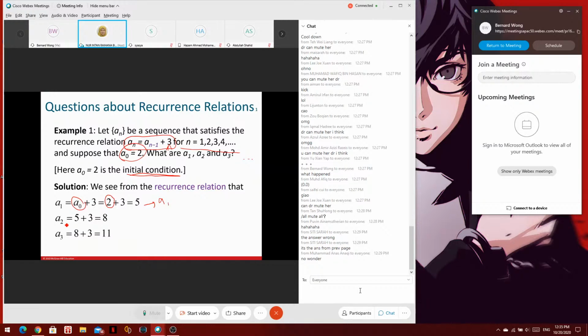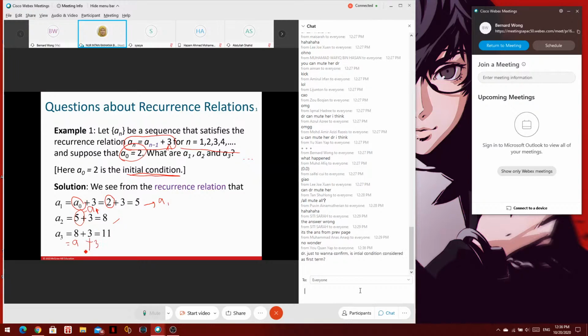And then what about A2? A2 means an minus 1 should be A1. A1 plus 3. A1, taken from the previous answer, is 5. So 5 plus 3 is 8. A3 equals an minus 1, which is A2, plus 3. A2, taken from the previous answer, is 8, so 8 plus 3 is 11. So this is basically just the solution for recurrence relations.